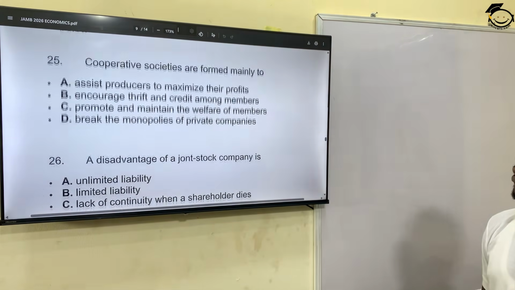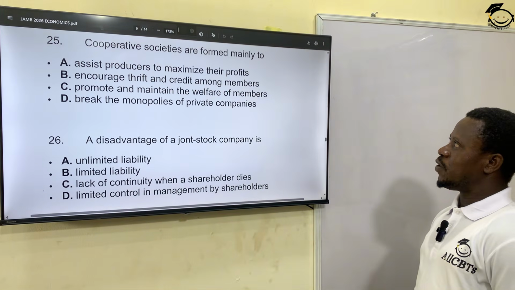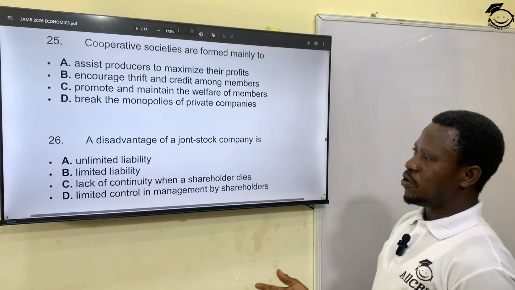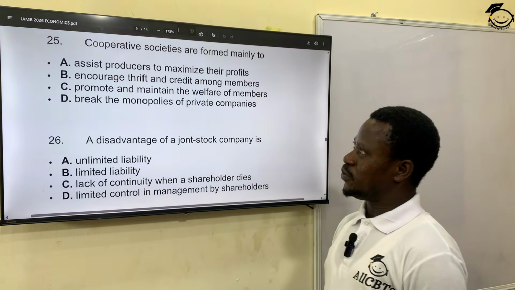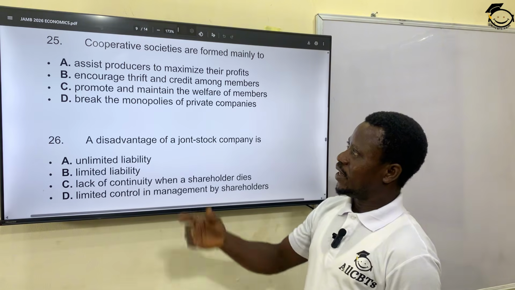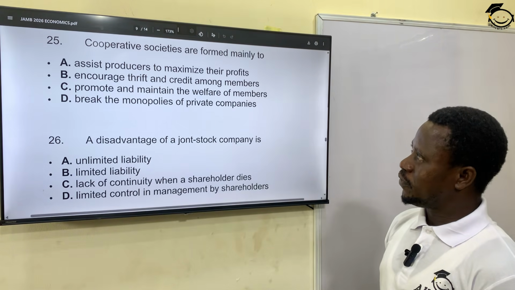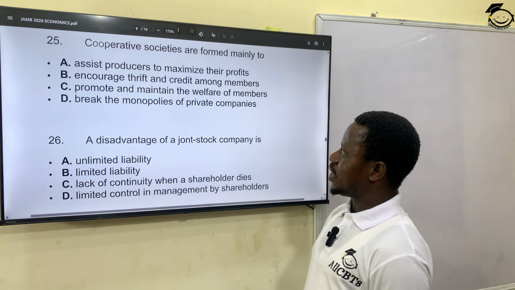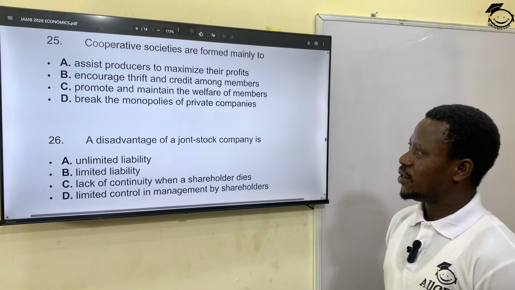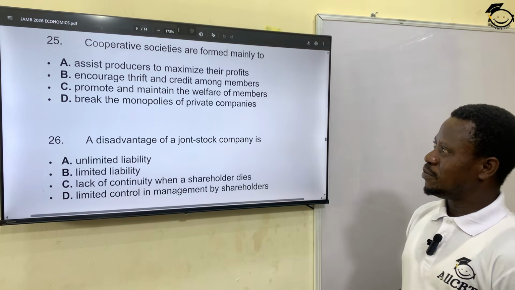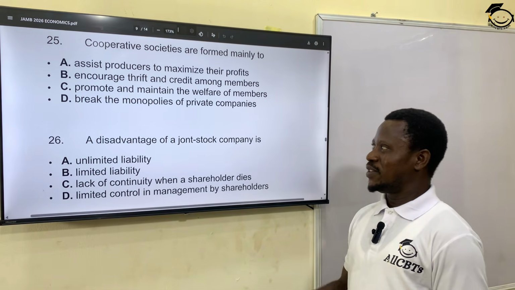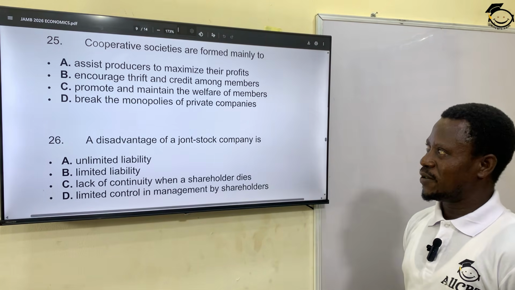All right? Cooperative societies form mainly. Why do you form cooperative societies? Maybe some of you are one of them, those of you that are viewing at home. A. Assist producers to maximize their profit. B. Encourage thrift and credit among members. C. Promote and maintain the welfare of members. D. Break the monopolies of private companies. D is a distraction to this.